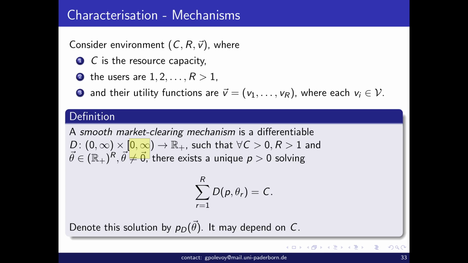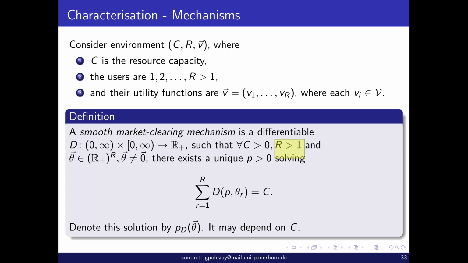So what we require is that for any size of the resource we are dividing, for any number of players greater than 1, and for any vector of non-negative real bids, which is not a zero vector, there exists a unique positive price such that the total demand under this price and bids will be C.